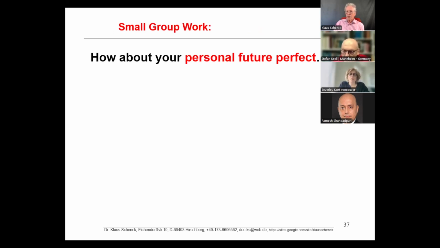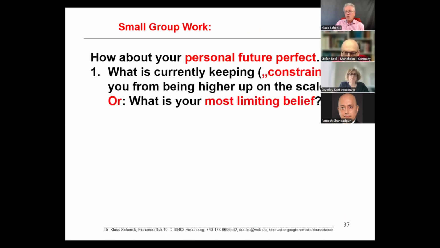If you remember your future perfect, what do you know between you and one scaling point higher up? What is currently keeping you from already being 1 point higher up? What could be an idea about that thing that I call a constraint? What is most limiting you from already being 1 scaling point higher up, or even being at your future perfect already, rather than where you are, if you are not at 10 on your scale?